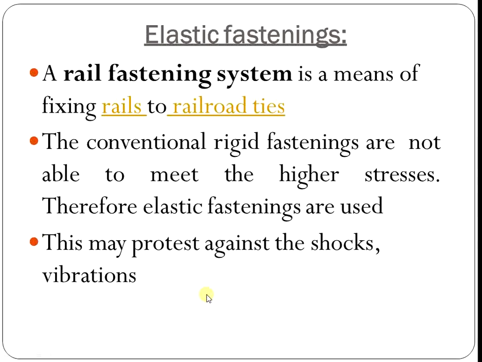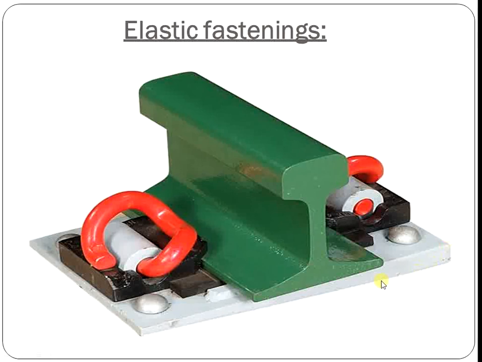At the time of continuous traffic or continuous rail passing on the rail track, there is a possibility of the fastening loosening. That is the cause we have to use the elastic type of fastening nowadays, and this is the elastic fastening. In the elastic fastening, it can easily take the heaviest load and high intensity of the vibrations.